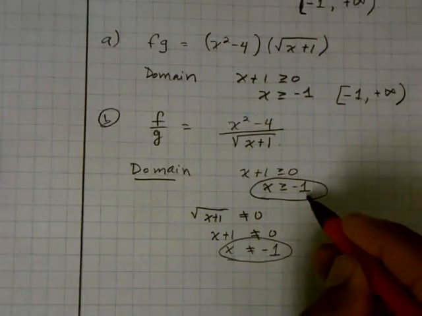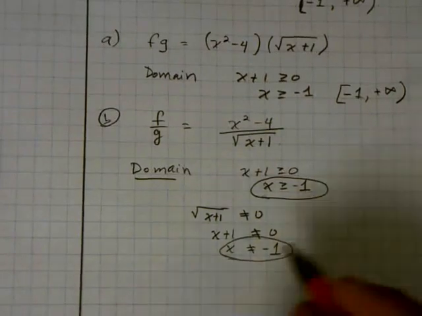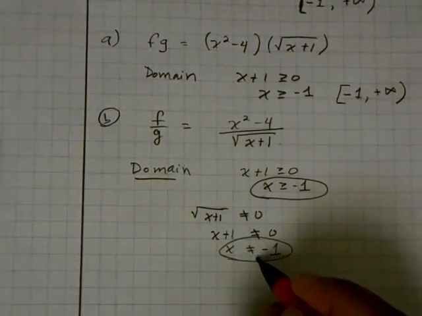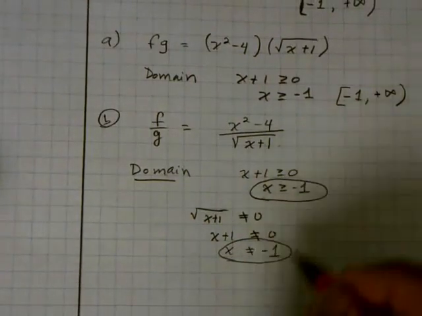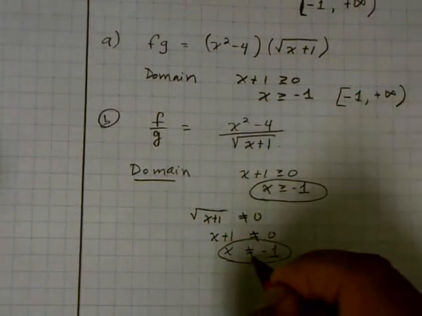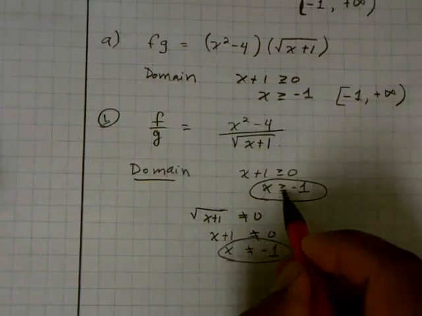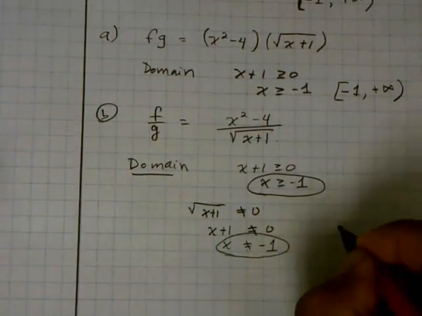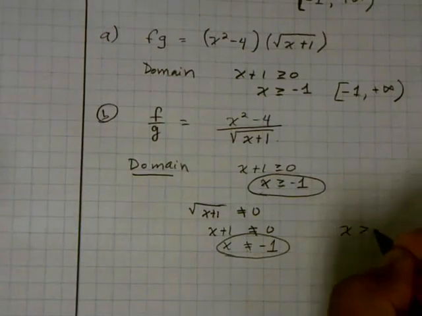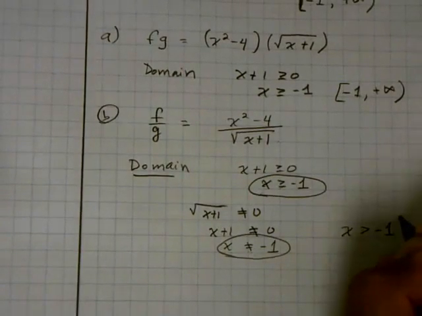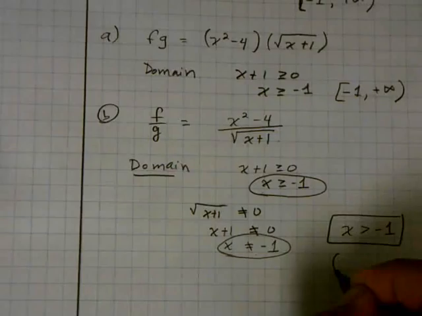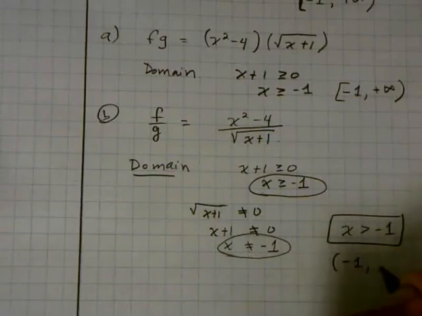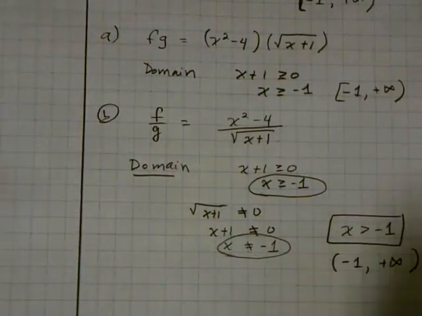So these two restrictions are my domain. It says here that x has to be greater than or equal to negative 1, and x can't be negative 1. So when I combine these two together, this not equal to essentially takes away the little bar here. So in my final answer, my domain is going to be x is greater than negative 1, or in interval notation, negative 1 to positive infinity.